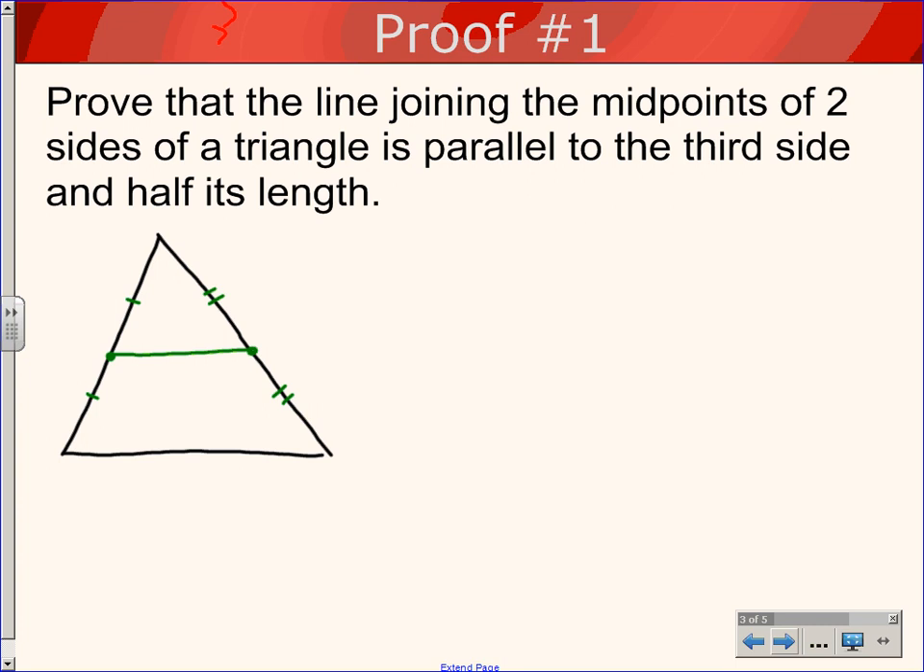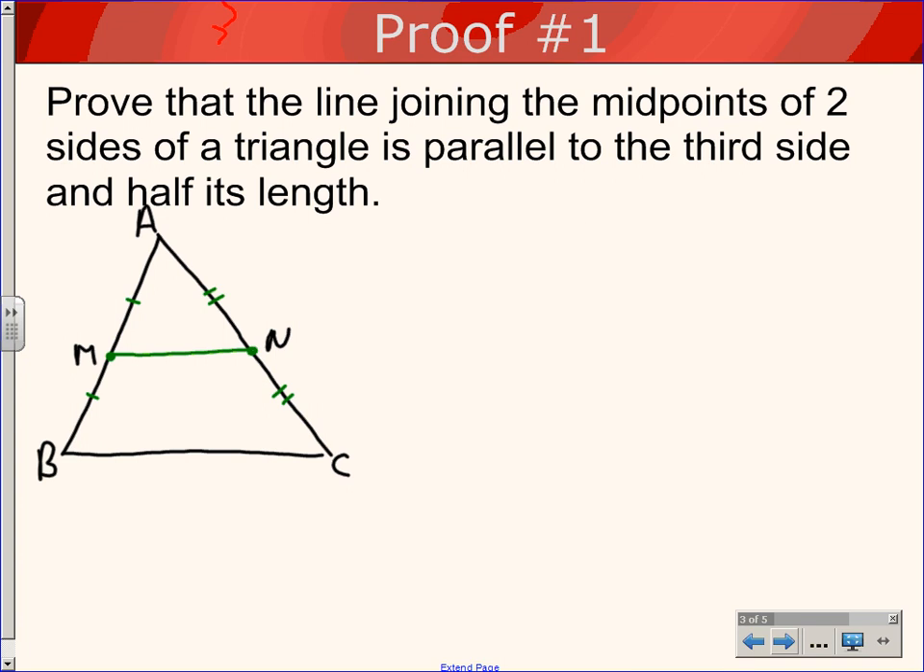Can we try and do that with vectors? Well, as it's drawn, it's hard to refer to a vector, so I'm going to put some letters on so that we can actually refer to something. So call it triangle ABC, and then call our midpoints M and N.